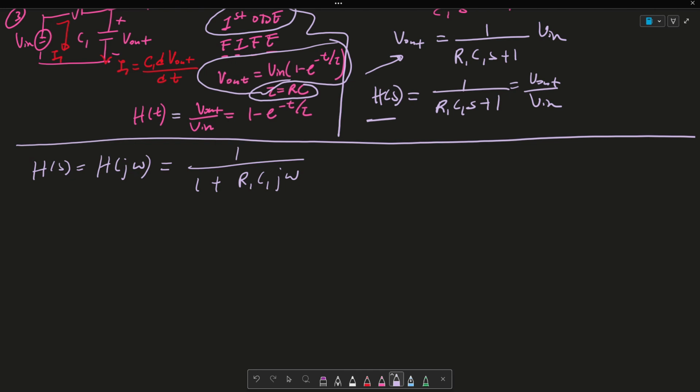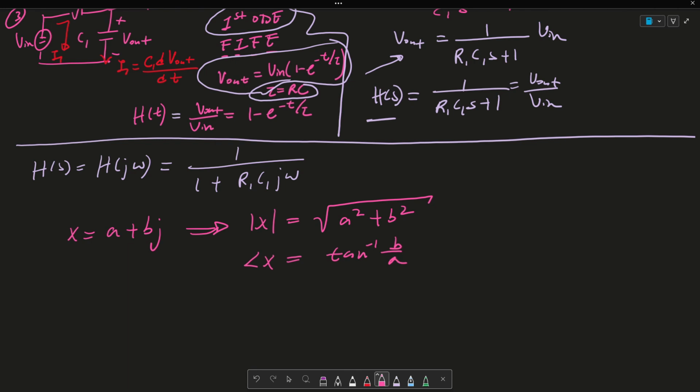All right. So a little bit from complex number theory. If you have a function x equal to a plus b j, the magnitude of that function is equal to the square root of a squared plus b squared, and the angle of that function is the tan inverse of b over a. For now, we'll just focus on the magnitude. And again, remember, this is from complex number theory.